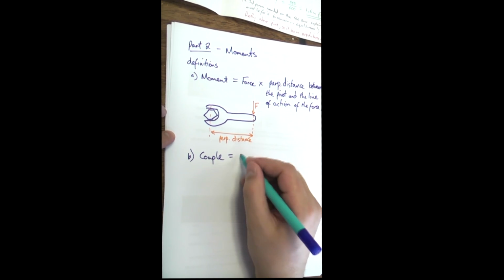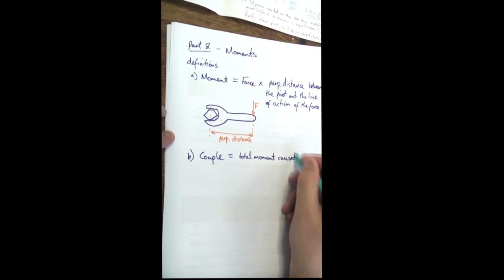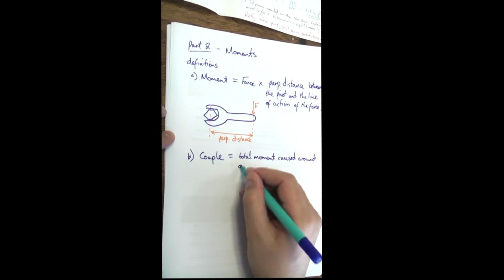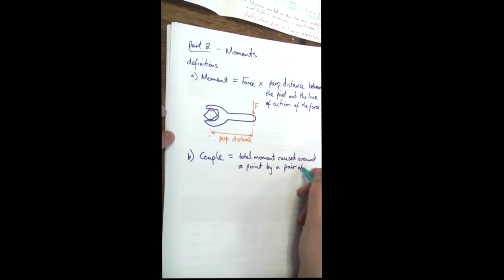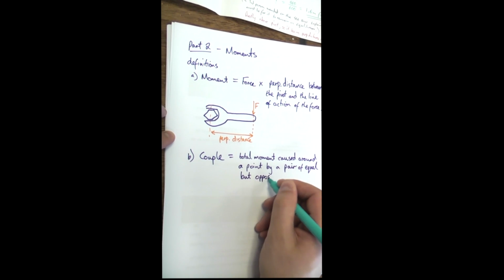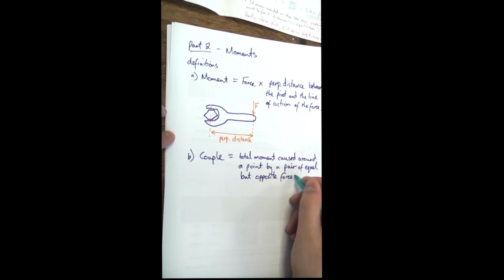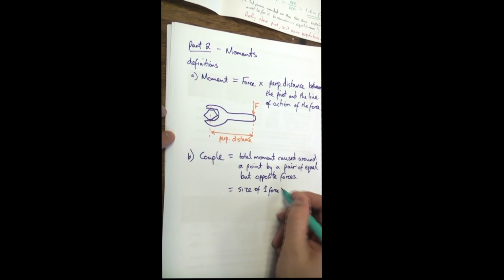Part B, you need to know the definition of a couple, and it's the total moment caused around a point by a pair of equal but opposite forces. So opposite direction. And to work out what a couple is, you use the equation where it's the size of one force times the perpendicular distance between the two forces.